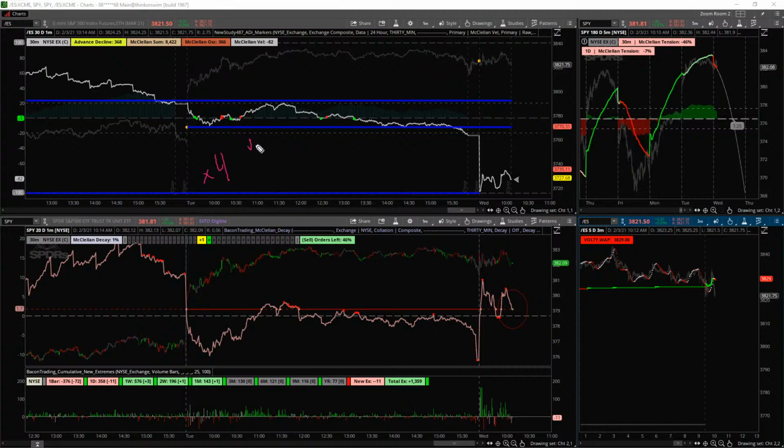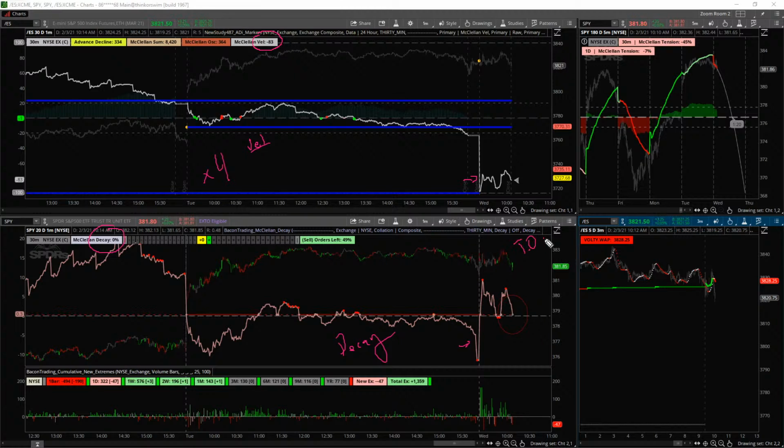The first one is what's marked out here as VEL, or velocity, and that's this white line. The second one is decay, this number, and this line. The third one is trapped orders. It's the coloration of these bars here and here and here. And the last one is tension, which is this line here. And the 30 minutes, the one we're going to pay attention to for this video.